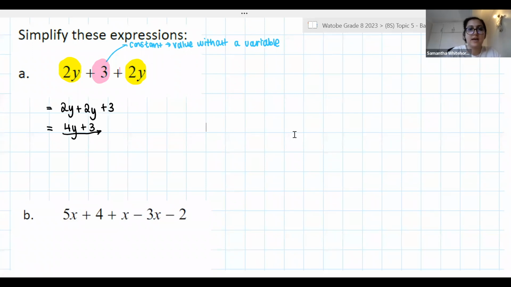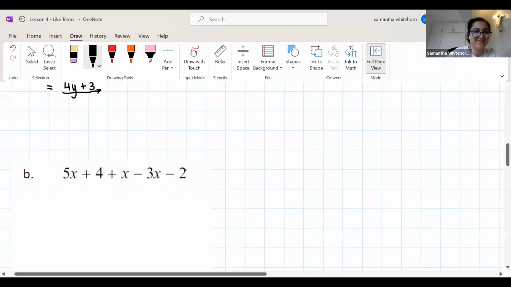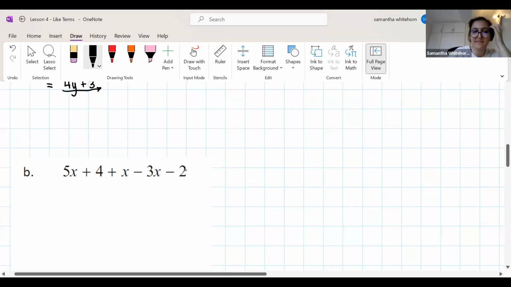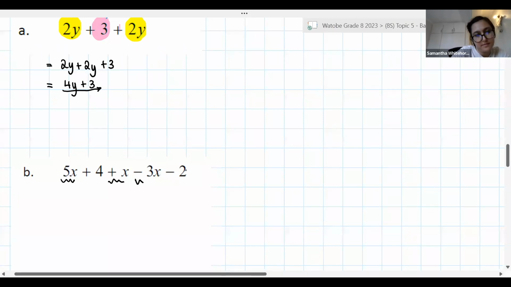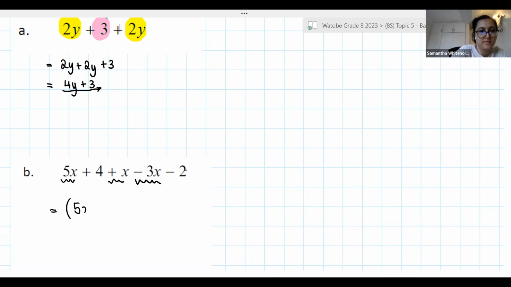Right, anyone want to raise their hand and tell me how they did it? Okay, Sepo, tell us, especially because you were one of the first ones. Hi, ma'am. I said 5x and x plus negative 3x are like terms, so I combined them together. I said open brackets 5x plus x plus negative 3x. Then I closed the brackets. Then I said plus 4 plus negative 2. I got my answer as 3x plus 2.